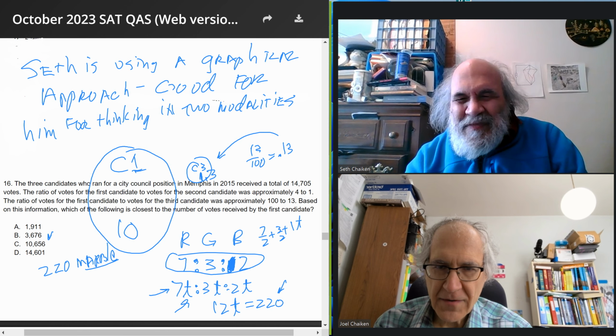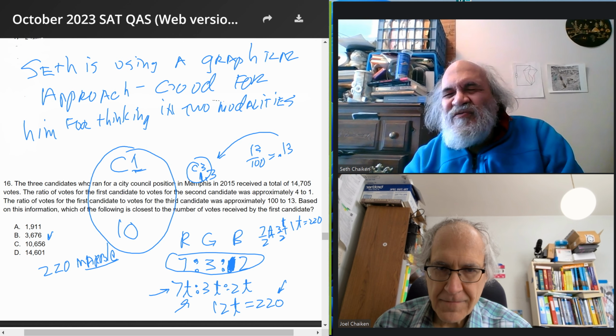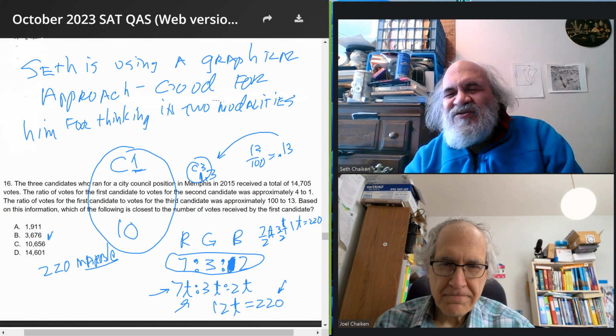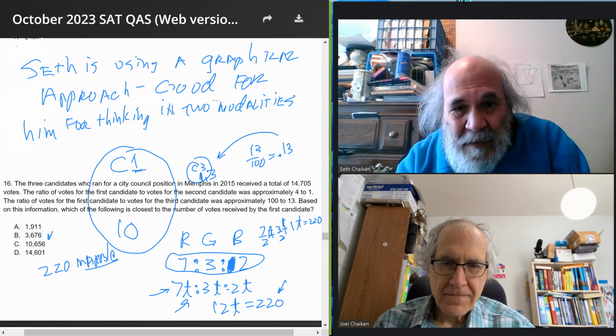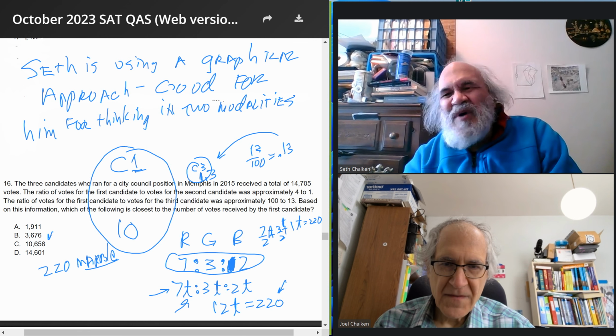1. And now you could take as your algebra variable, instead of T for a parameter, you could call it B for the number of blue marbles.